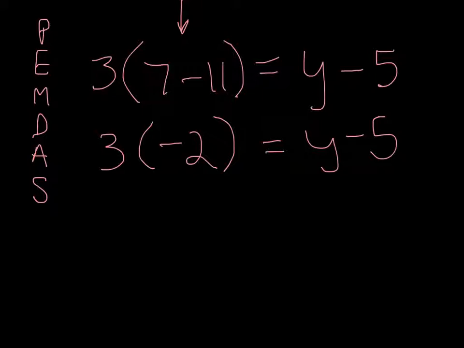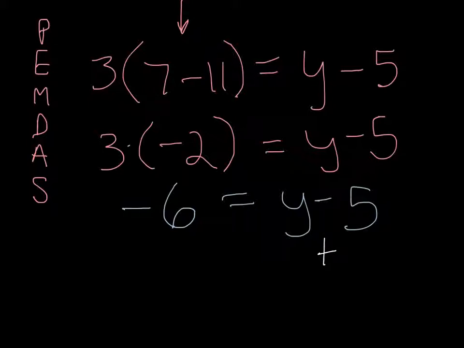We do have, though, a 3 times a -2, right? And that equals -6. Don't forget your negative. I bet you some of you did. Okay, -6. Now, the number is all by itself on the left, but I do have this -5 that I need to get rid of on the right. So I'm going to +5 on both sides.